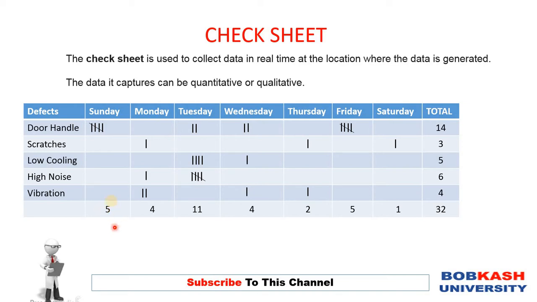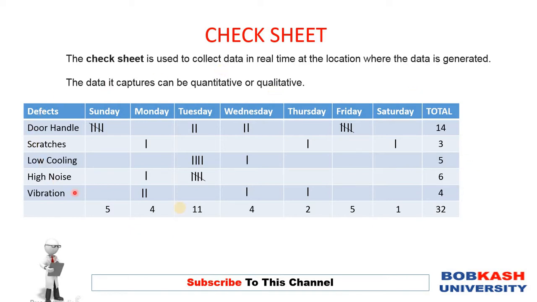Vertically, and we find on Sunday there were 5 defects. On Monday there were 4 defects. On Tuesday there were 11 defects, and so on. So we find out there are a total of 32 defects in the week. So we add horizontally and we also add vertically.